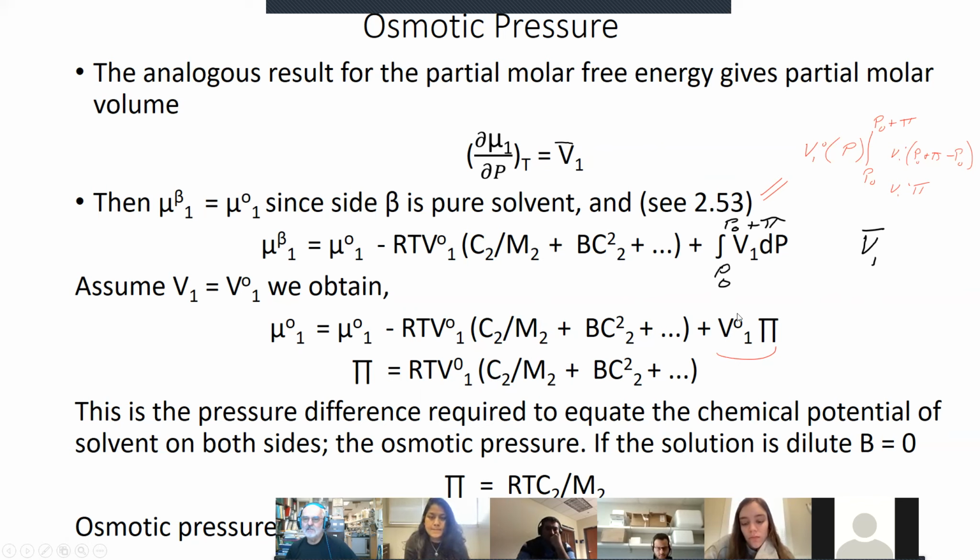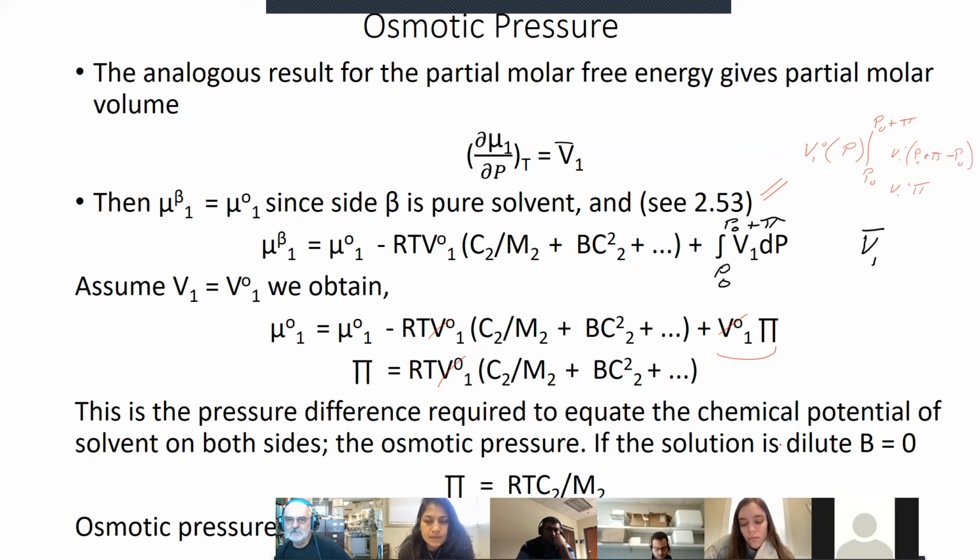Actually, this cancels out. Sorry. This should cancel out here and here when we bring them to the other side. And so you get this RT, two terms, the ideal term and the non-ideal term.